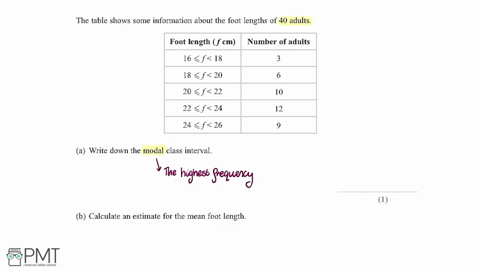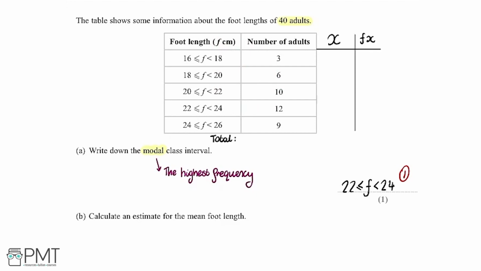Which we can see is the highest out of all of these. So we need to write down the correct class interval here in order to get the 1 mark. So next, part B says we need to calculate an estimate for the mean foot length. So I'm going to go straight back up and we're going to do some work with the table up here. I'm actually going to add in a couple of extra columns.